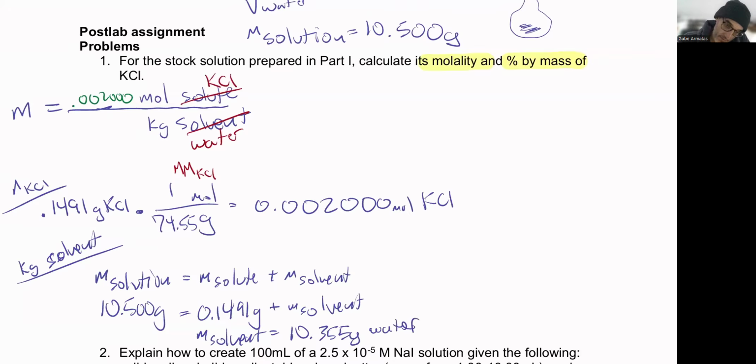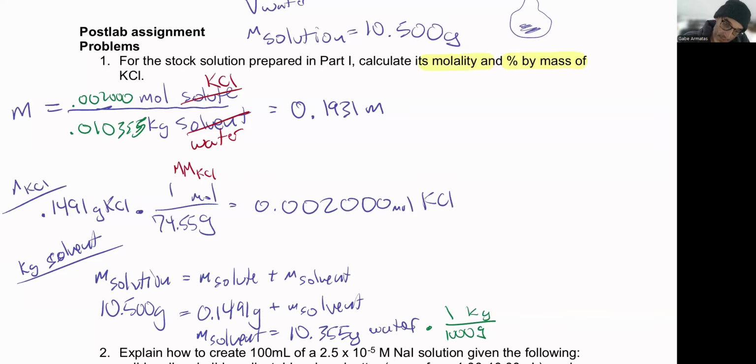And I can now plug that in. Oh, before we do that, this is in grams. I need to convert to kilograms. So grams in the bottom, kilograms in the top. 1 kilogram is 1,000 grams. So I'll divide by 1,000, or I'll just move the decimal 3 spaces. So we end up with 0.010355 kilograms. Do the math, and you end up with a value of 0.1931 in lowercase m for molality.